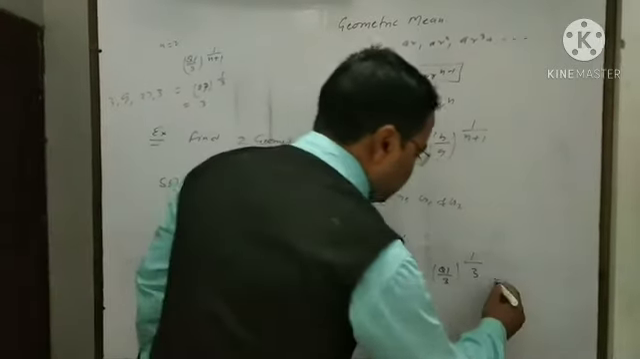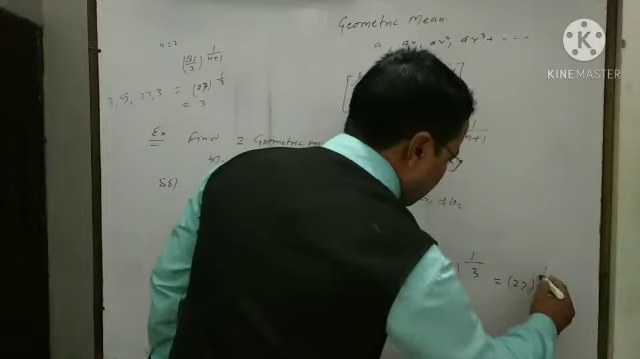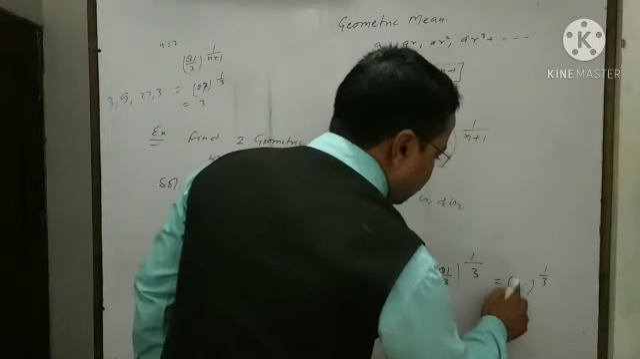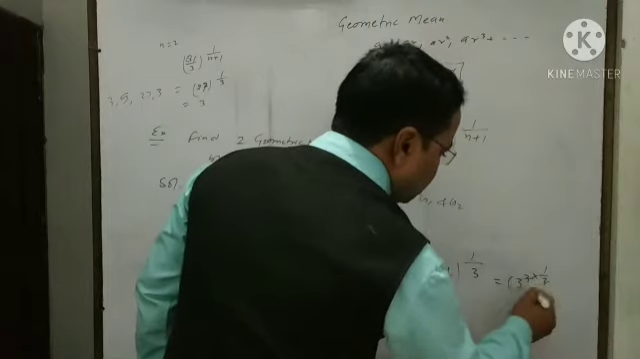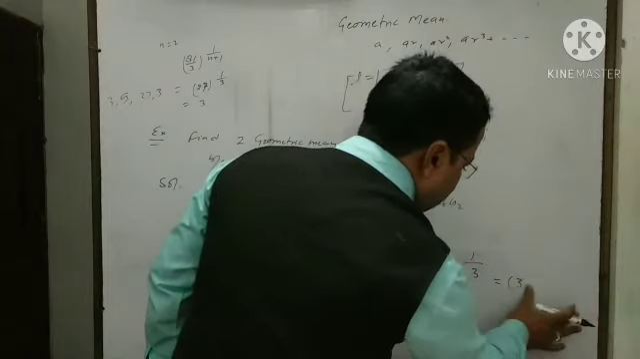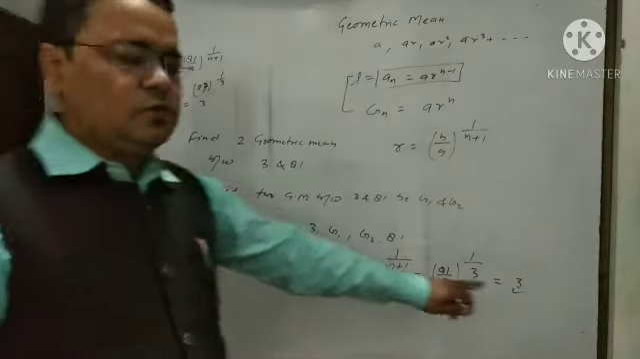Now if you divide 81 by 3, it gives 27 whole raised to the power 1 by 3. And 27 can be written as 3 raised to the power 3. And if you multiply, the 3 and 3 will be cancelled. And finally the value of the common ratio will be 3. R is equal to 3.